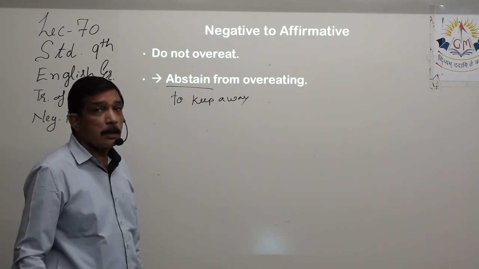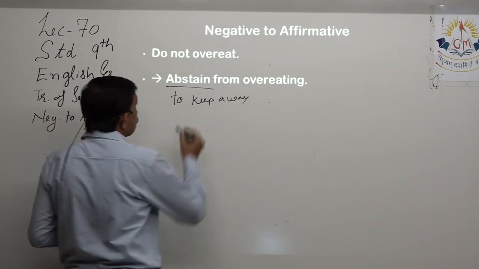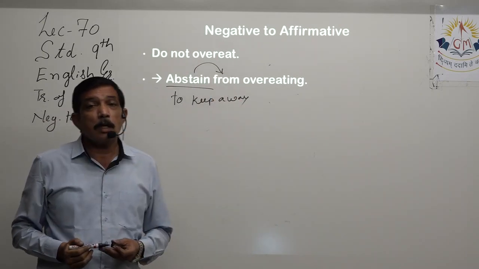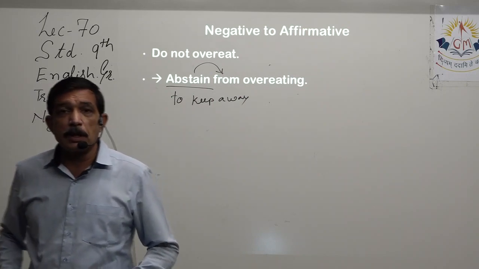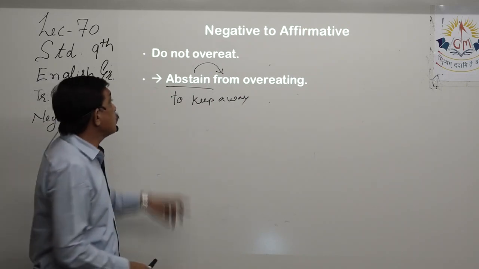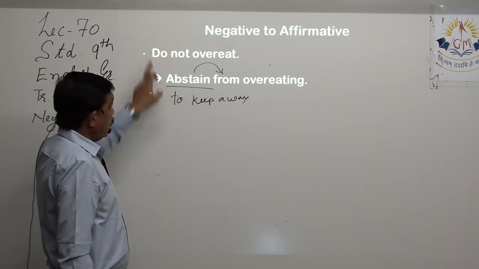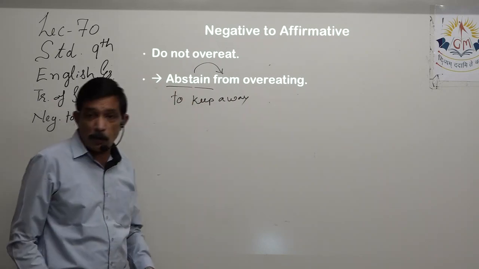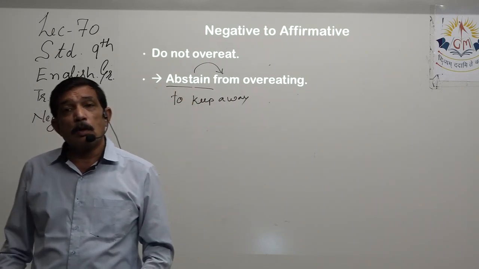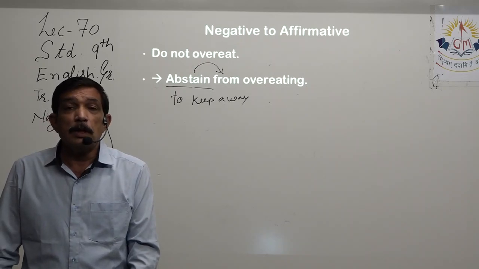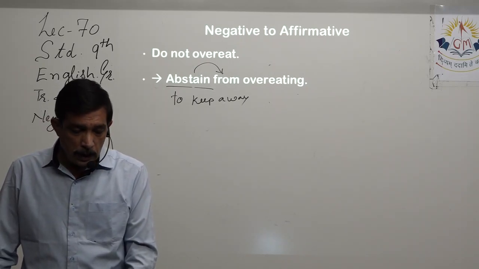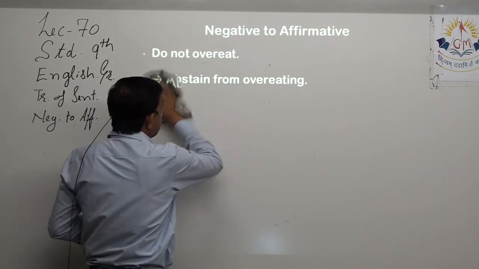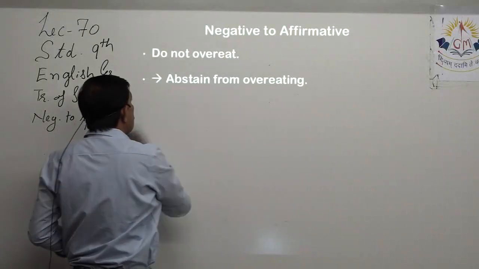Abstain from. As we had in refrain, this verb also takes a preposition. Yes, abstain is a verb. You is the subject over here. You do not overeat, same way you abstain from overeating. You is the subject. Abstain is a verb over here. So abstain again will take the preposition from, and that is fixed. According to circumstances, situation, how you use it, that abstain.